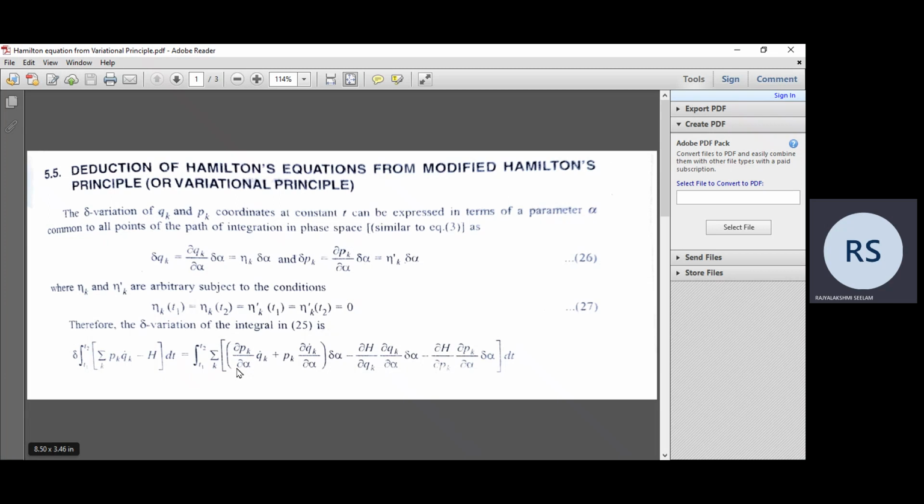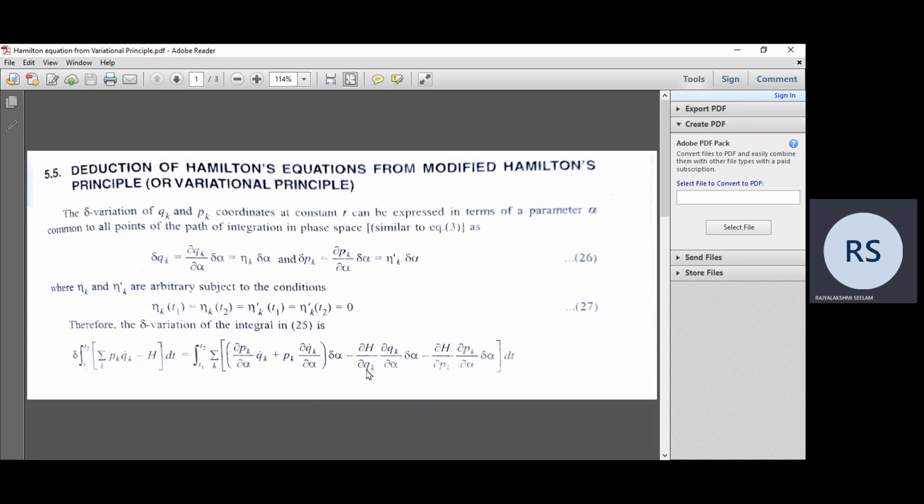So by using that formula, here u is q dot k, v is pk. So q dot k into dou pk by dou alpha plus pk into dou q dot k by dou alpha into delta alpha. So here we have expanded this one in terms of u derivative v, v derivative u, and we have multiplied and divided with dou alpha for these two terms, and we have taken common and written here delta alpha.